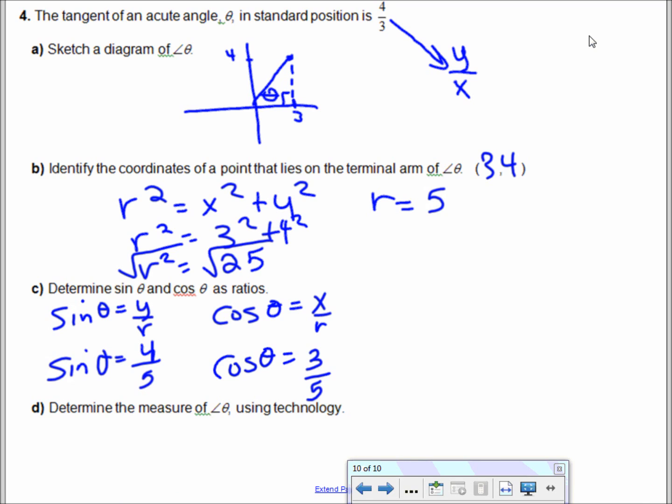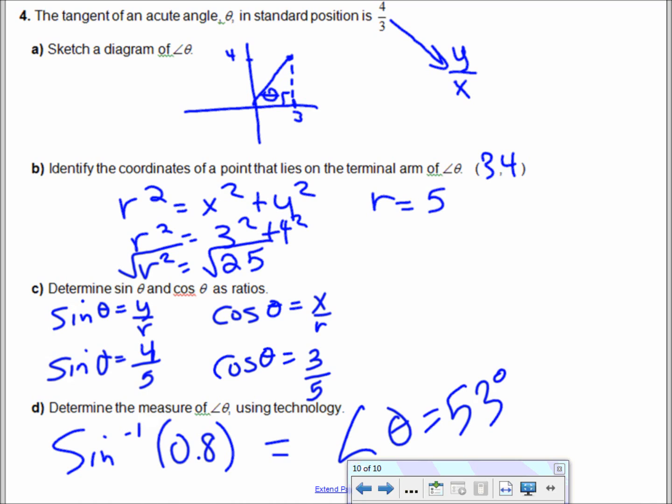So I'm going to use sine just because. You could use cosine, you could use tangent, it doesn't matter. Sine is 4 over 5, which equals 0.8. So I need to do inverse sine of 0.8, and that'll give me my angle. I'm going to hit second function, sine, 0.8. I'm going to hope that mine's in degrees, which it isn't. So I'm going to change my calculator to degrees and do it again. Second function, sine, 0.8. And I get 53 degrees. Angle theta equals 53 degrees.